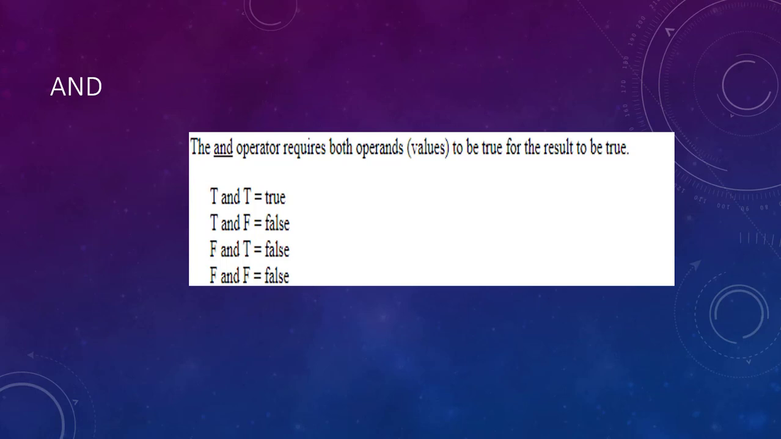Now if you still remember, the AND operator always returns true when both statements are true. When I have a true statement ANDed with a true statement, it will give us true, otherwise it will give us false everywhere.